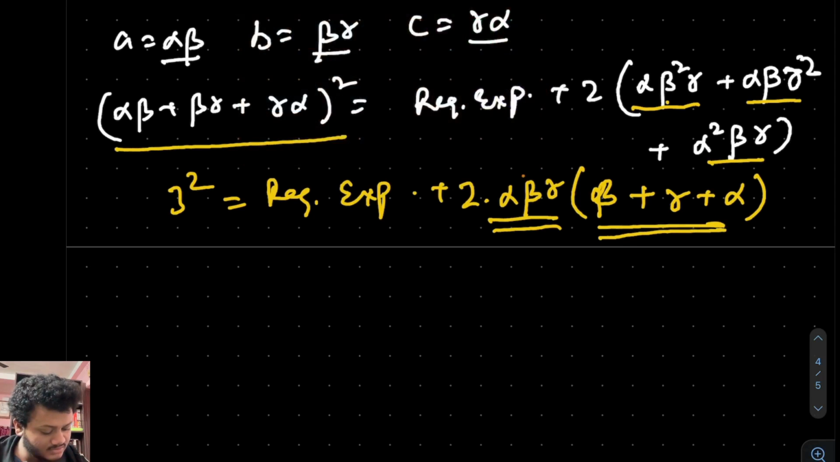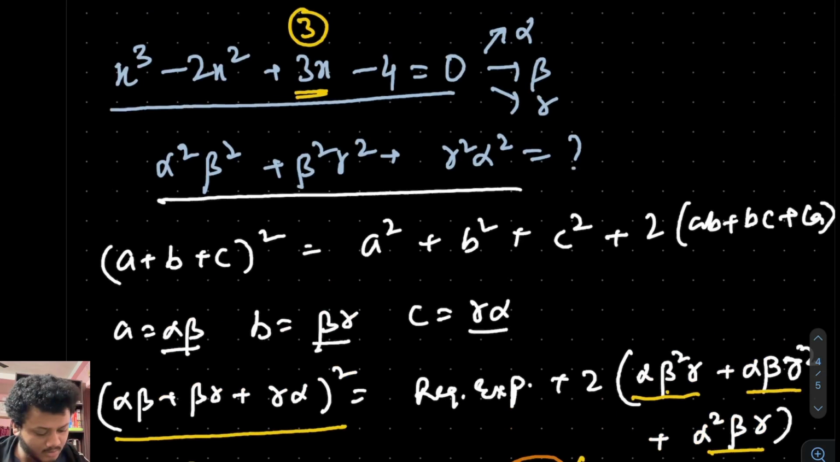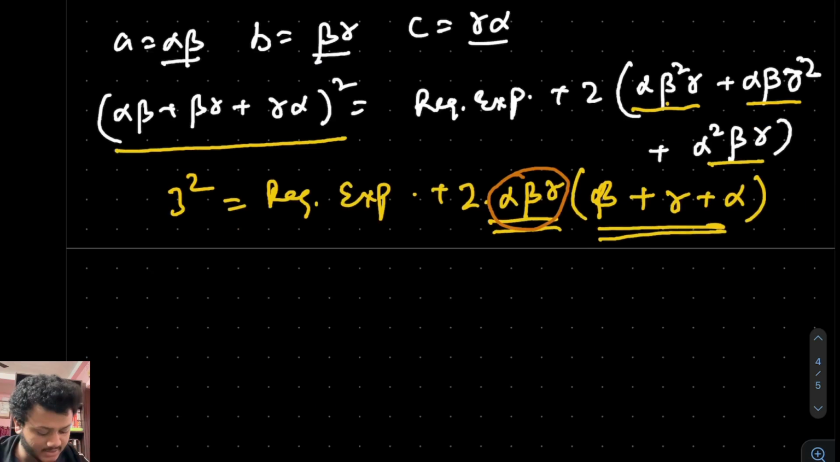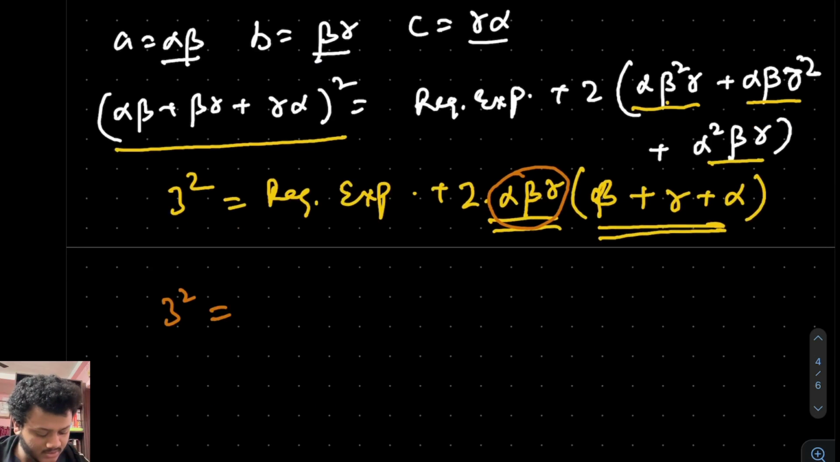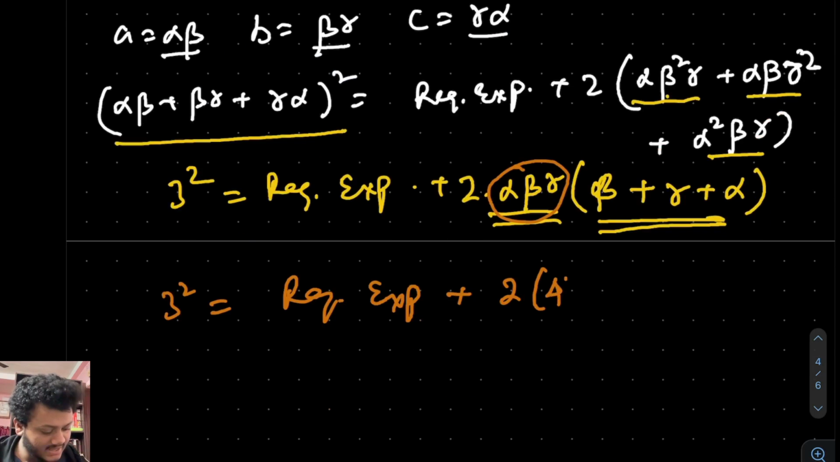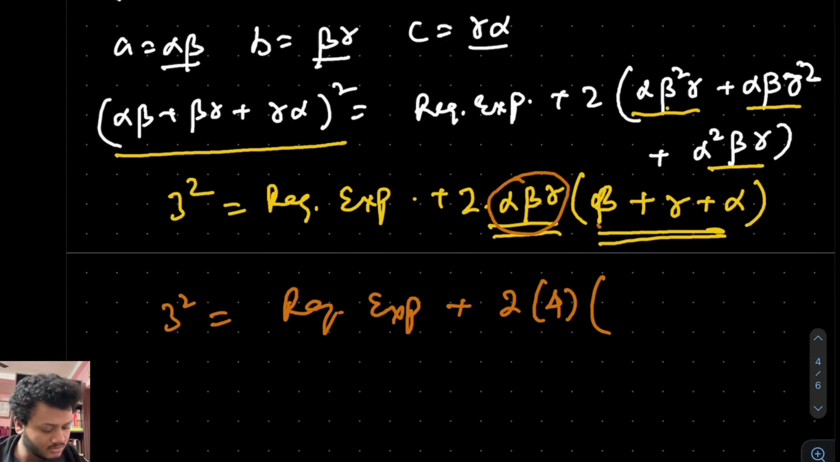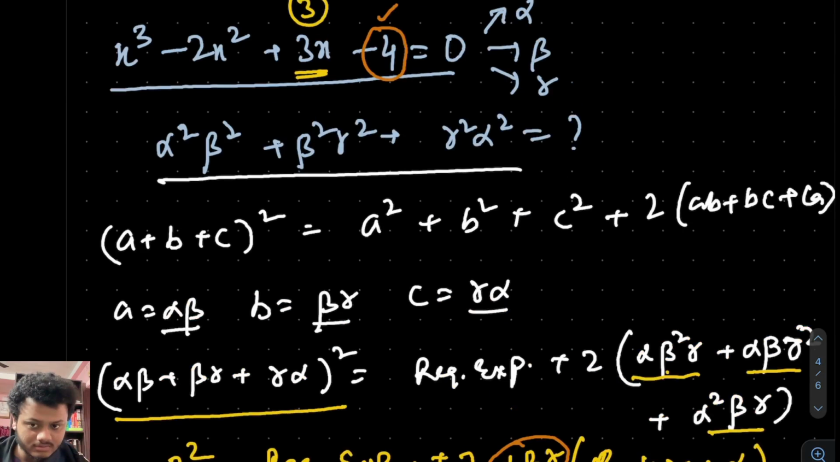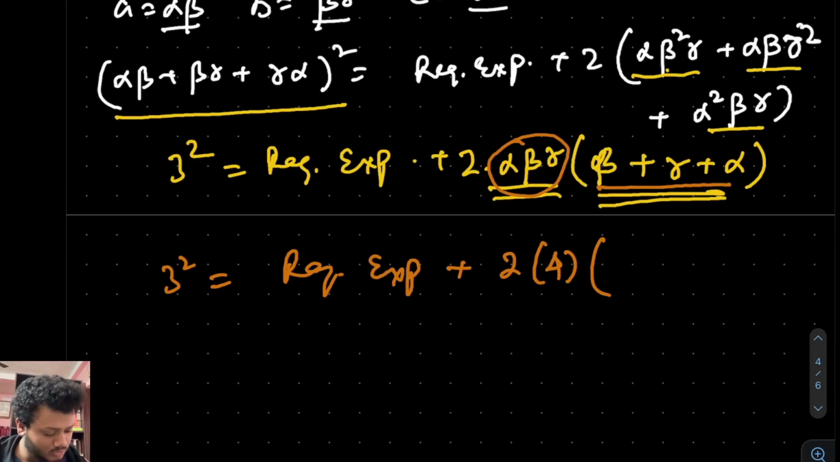What is the value of this? The product of all the roots is minus of minus 4, because 3 roots are being taken. So 3 square equals the required expression plus 2 into 4, right? 4, and the addition of each of them. We know how to find the addition. Now 1 is taken, so minus of minus 2 by a, so 2.